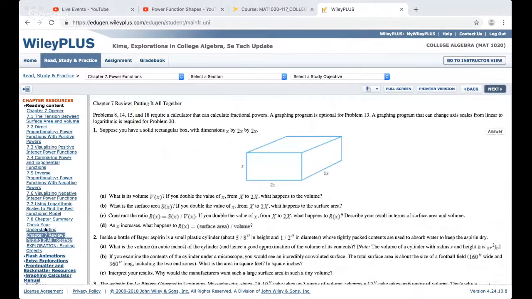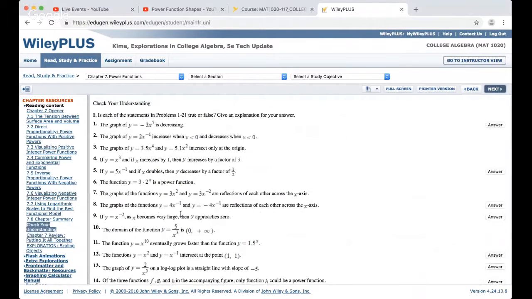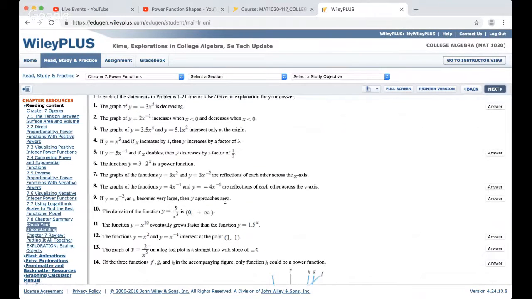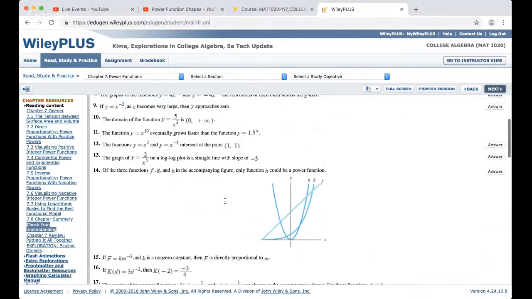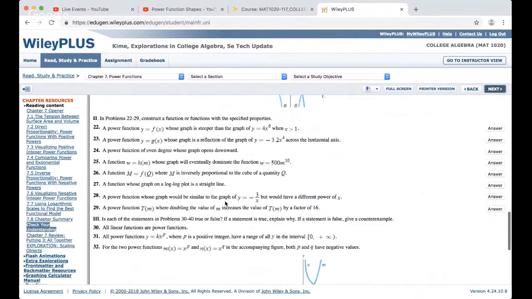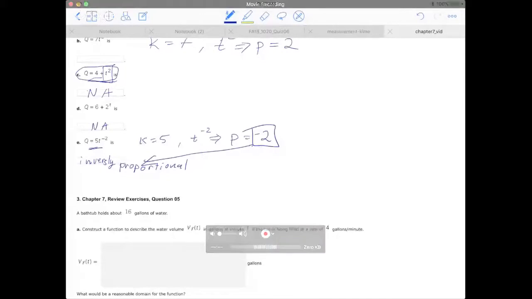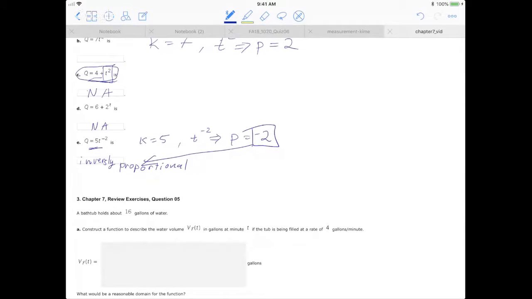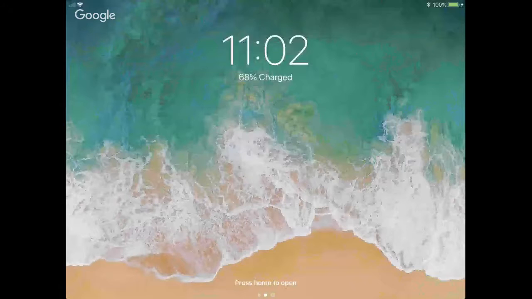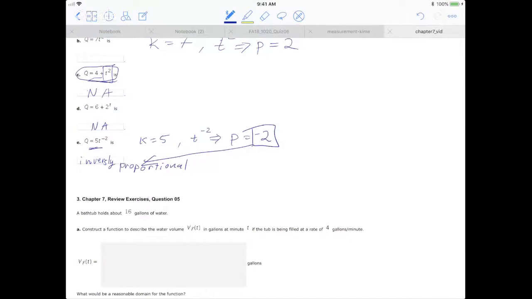And there's also these check your understanding problems. They're true false, but it can really help you test your understanding. Okay, so that's where I'm pulling these problems from, and so you can check them for yourself over there. Let me switch back over to the iPad here. Yeah, there it is. So that's where you can get your practice problems.